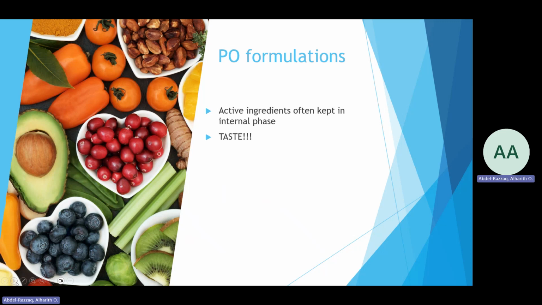Our internal phase is going to be where we have our active ingredients, if let's say this is taken in orally. And substances that are contained within that internal phase are hidden from contact with the taste buds. And the active ingredients that we usually use tend to have a really bad taste, and therefore, that can be hidden better in the internal phase.